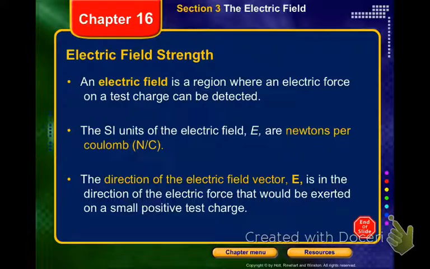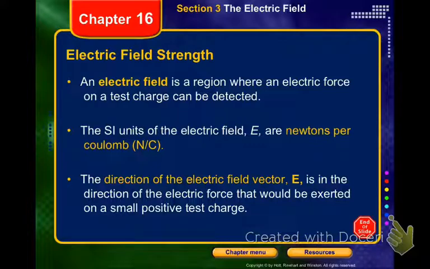Just know that when you do the next chapter, whatever we learn in this chapter, we build on in the next chapter. We just keep adding to it. So it's going to be important that you understand this chapter so that you can apply and move forward in the next one. An electric field is a region where an electric force on a test charge can be detected.